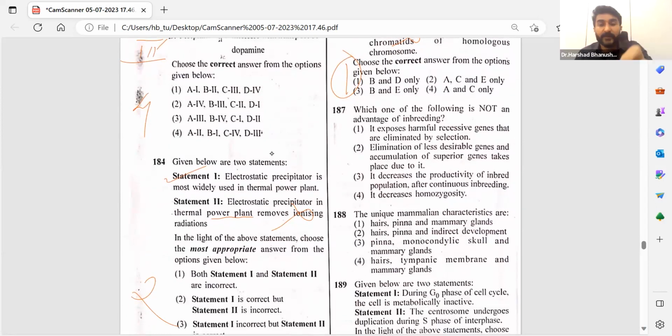Which of the following is not an advantage? It exposes harmful recessive genes which are eliminated, correct. Elimination of less desirable genes and accumulation of superior genes, yes, we can do it. It decreases productivity of inbred by continuous inbreeding, yes, it's called inbreeding depression. It decreases homozygosity. Now this, it does not decrease homozygosity, it increases homozygosity. So answer would be option number 4.